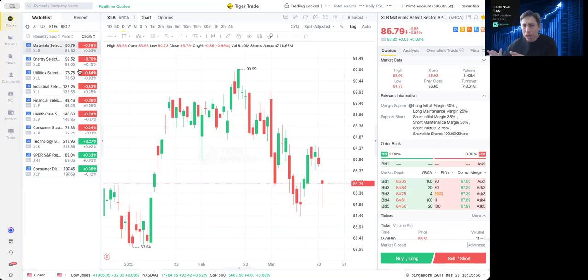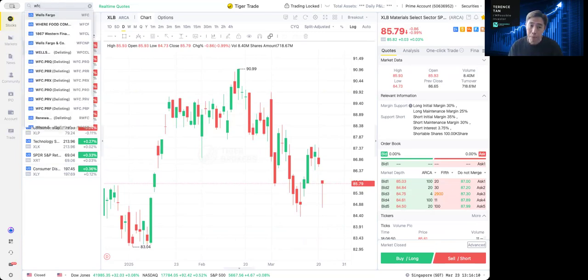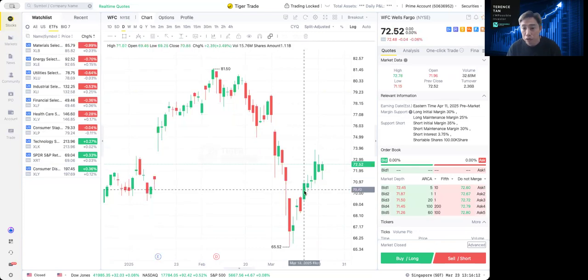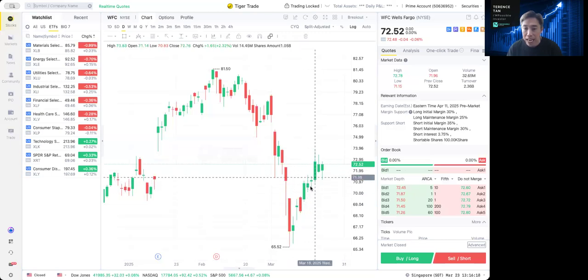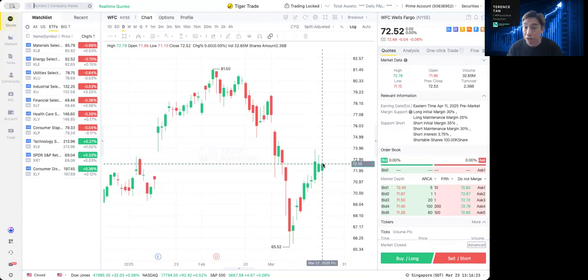Right, so for anyone who's looking for the short side, or a reversion back towards the downside trade, then these will probably be the 2 sectors that you want to look at. And of that, you might also not be surprised that some of the biggest bank stocks, like Wells Fargo over here, become great candidates. Why? Because if you look at what it has done in the last 5 days, it went from $70 all the way up to $72.50.